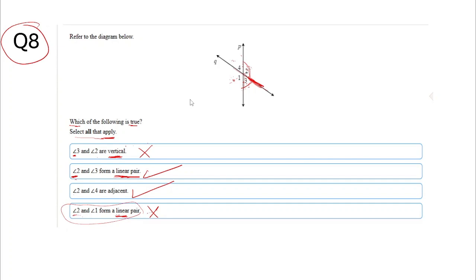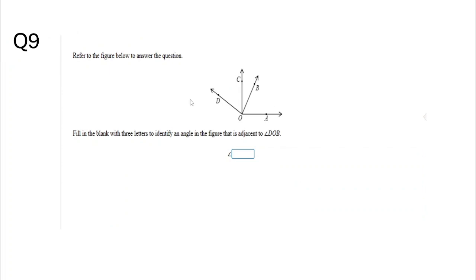Okay? So let's see question number 9. Question number 9 says, refer to the figure below to answer the question. Okay, I have this figure. This is ray OA, OB, OC. Fill in the blank with the three letters to identify an angle in the figure that is adjacent to angle DOB. DOB. So this angle.